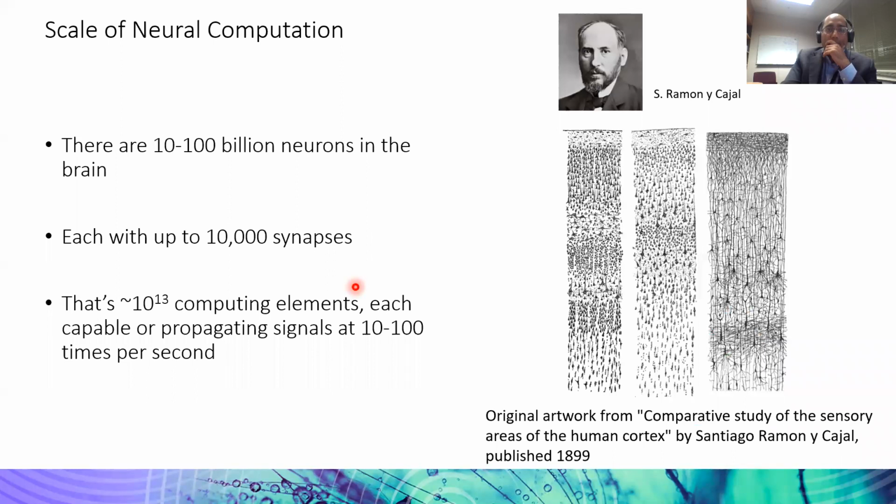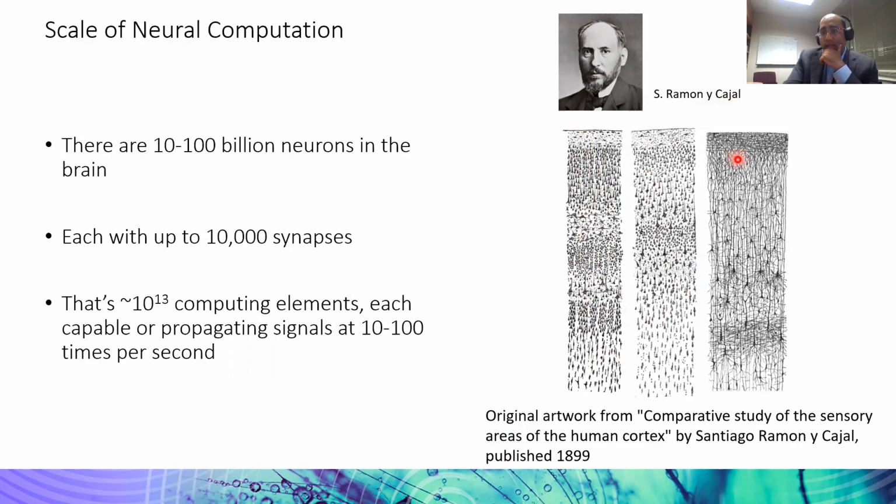So here what I'm showing you are hand-drawn drawings from Cajal, from the 19th century, where he has drawn these neural architectures, or what we call cytoarchitectures, where these are columns of neurons. And this is how they're organized.